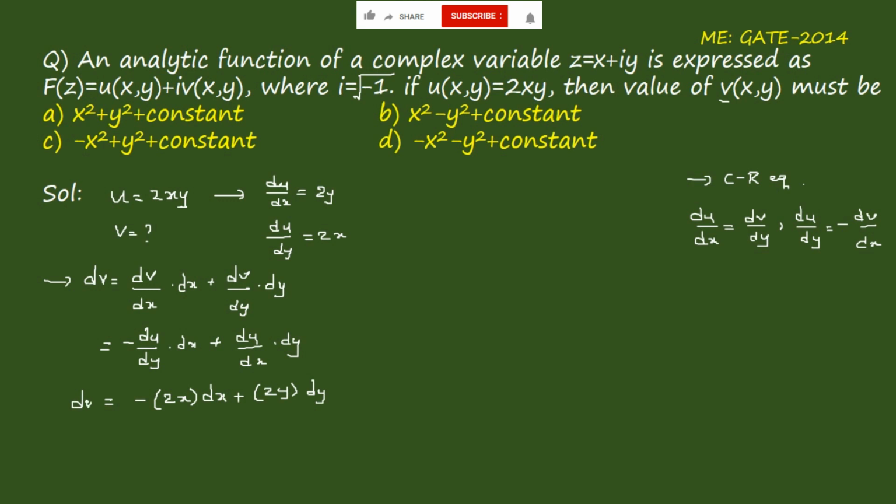Now we'll be just integrating it, each term. Here we should not contain the x term, but there are no x terms, so we have to consider this one also. So it is equal to minus 2 x square by 2 plus 2 into y square by 2 plus constant k value, which is nothing but v. So we get v is equal to nothing but minus x square plus y square plus constant term k. So it will be satisfied in the equation option C.